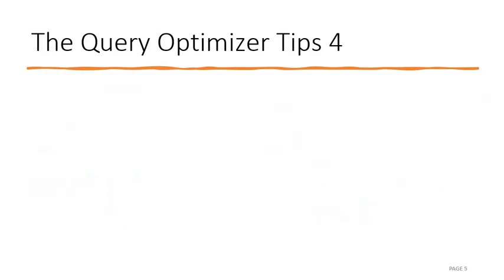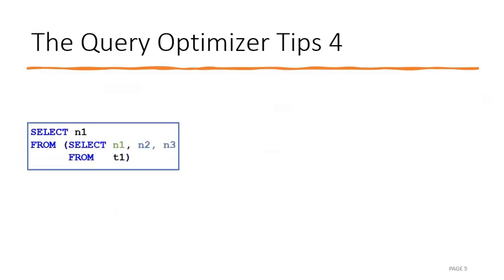Let's see another example. How can we tune the query? Let's say we have a select statement. I have seen so many queries in production also. People are writing it this way. They are fetching the n1, n2, n3 columns from the T1 table, and on top of that they are using just a single column.